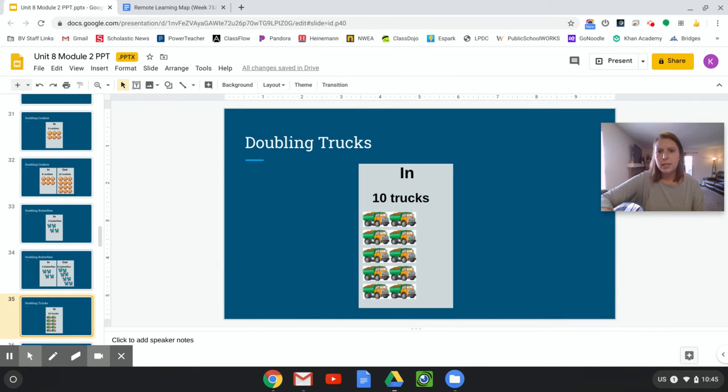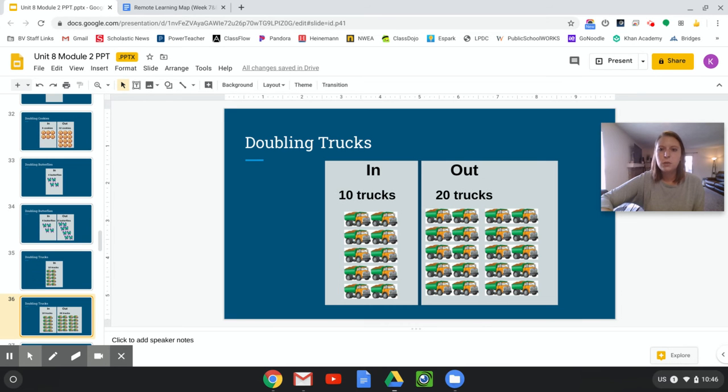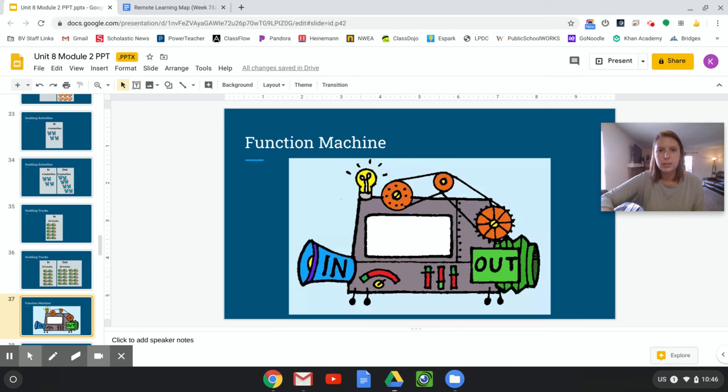Okay, I think this is the last practice one. These are trucks, so like toy trucks. So if you put 10 trucks in and it doubles, that would be 10 plus 10. 10 plus 10 equals 20 trucks.